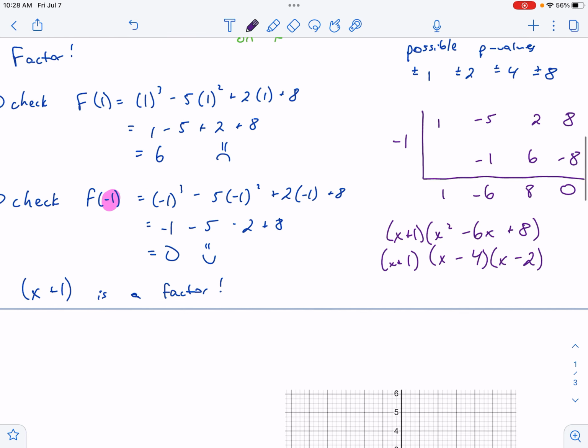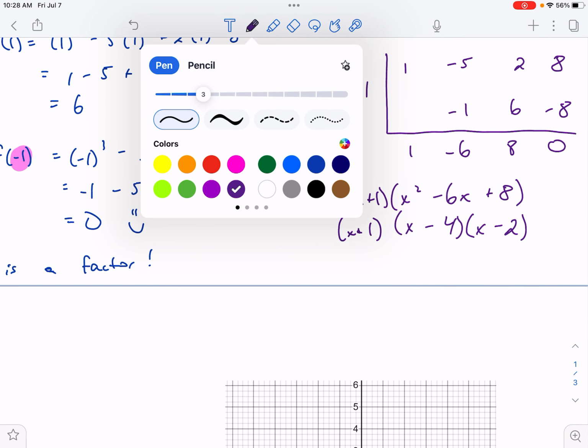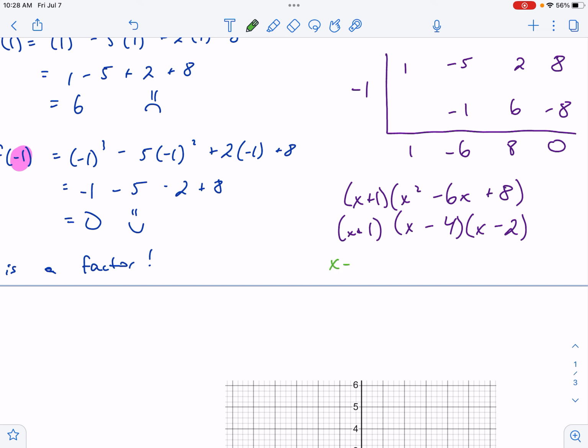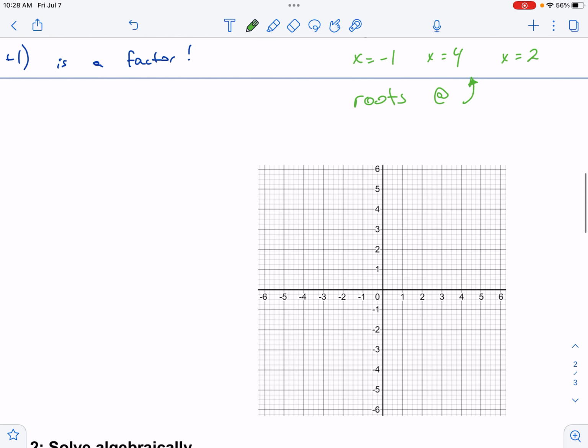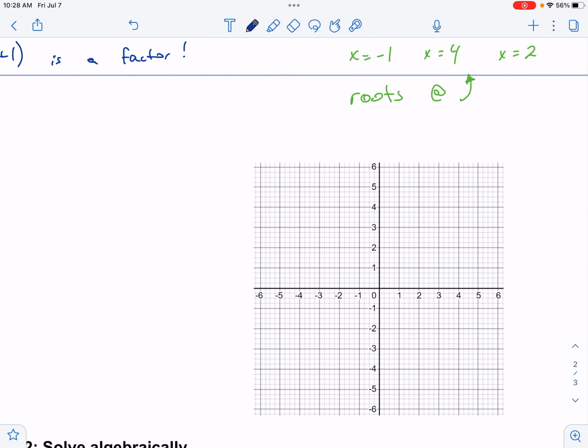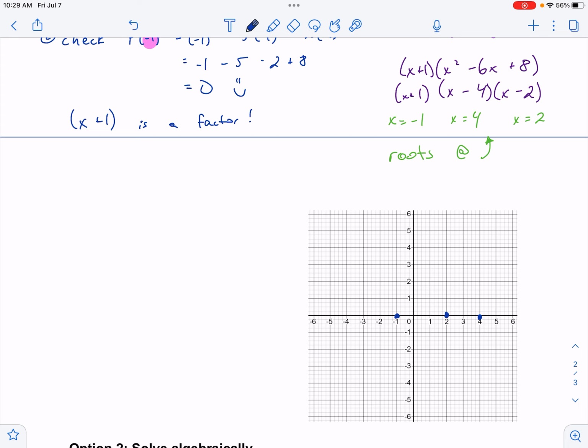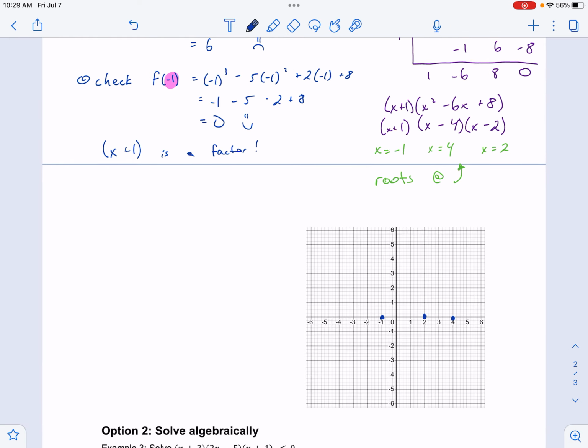So our x-intercepts are going to be, we'll do these in green, negative 1, 4, and 2. That's where our roots are going to be located. Okay, let's complete a quick sketch here. So I'm going to add those onto my graph. We have one at negative 1, at 4, and at 2. All of these are degree 1, so they're just going to be crossing in a straight line.